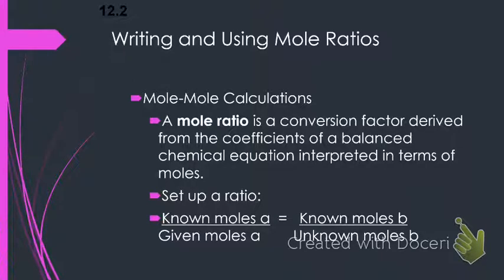To set up the ratio, we will use known moles of A, or one reactant, divided by the moles of A that were given. Okay, I'm going to set that equal to the known moles of B, our other reactant or maybe a product, divided by X, or our unknown moles of B. For the knowns, we always use the coefficients in our balanced equation.